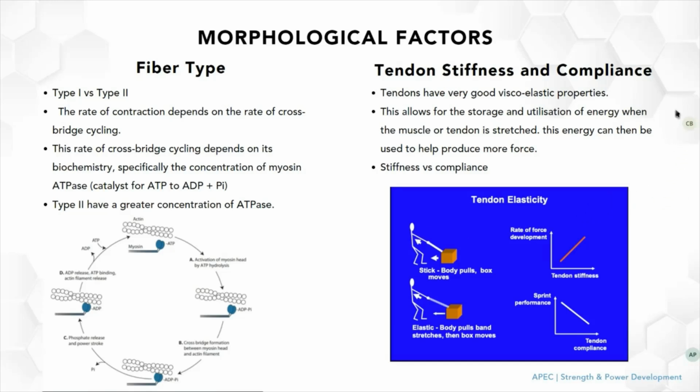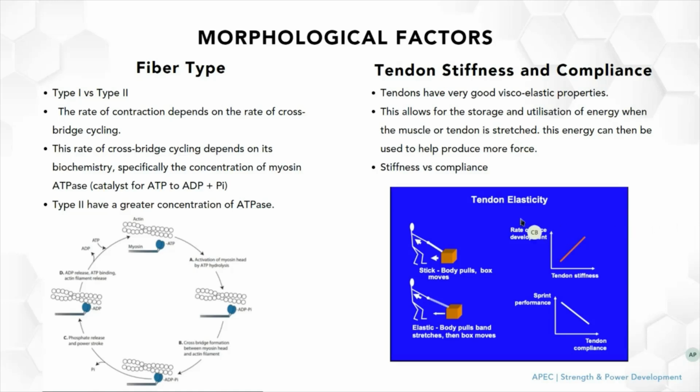And then finally moving on to tendon stiffness and compliance. Tendons have a very good viscoelastic property. This means that they can store and utilize energy when the tendon is put on stretch. And what you find is tendons can be either a little bit stiffer or a bit more compliant. So a stiff tendon can absorb energy and then use that energy very quickly, so it can transfer that energy very quickly.